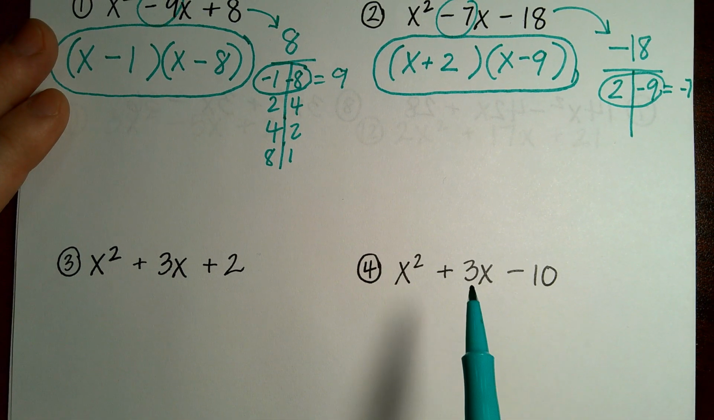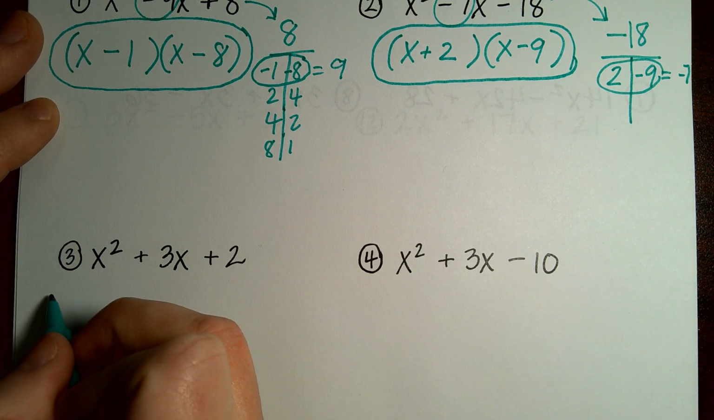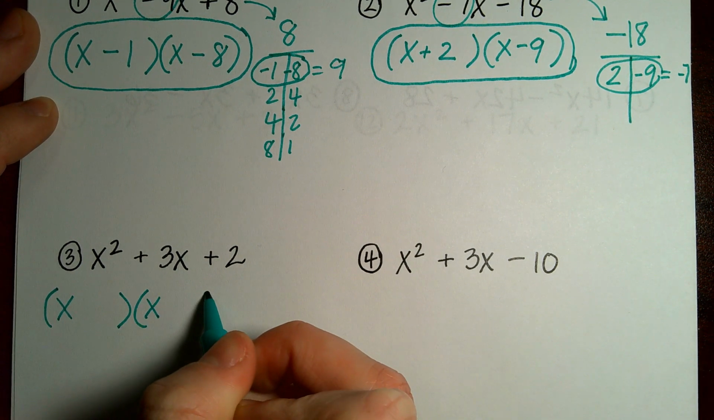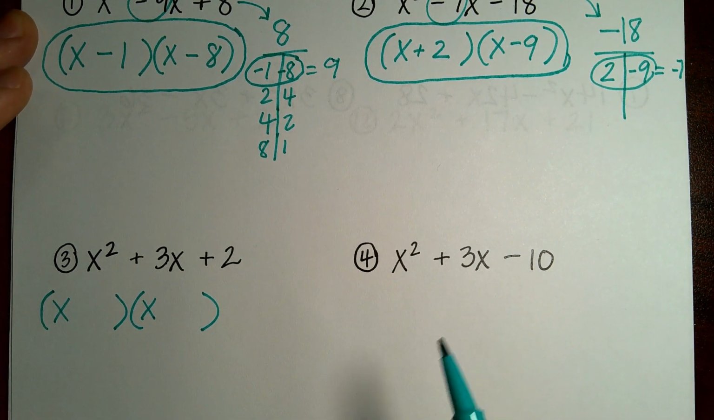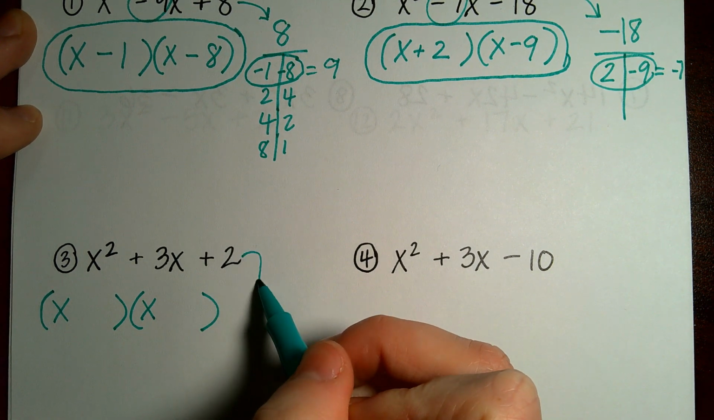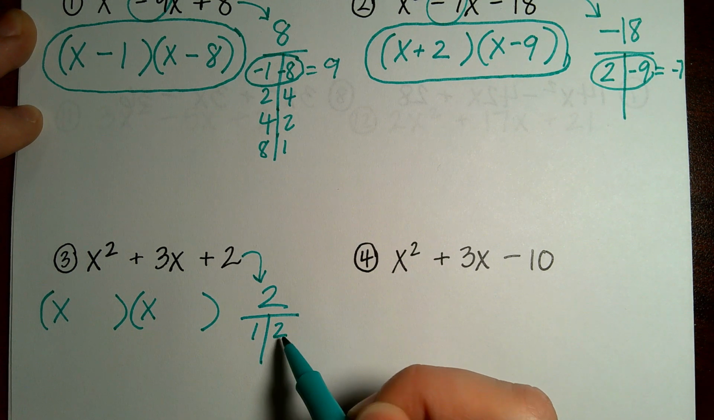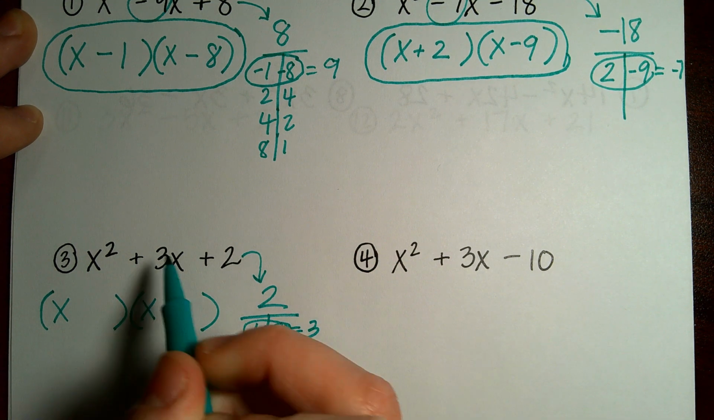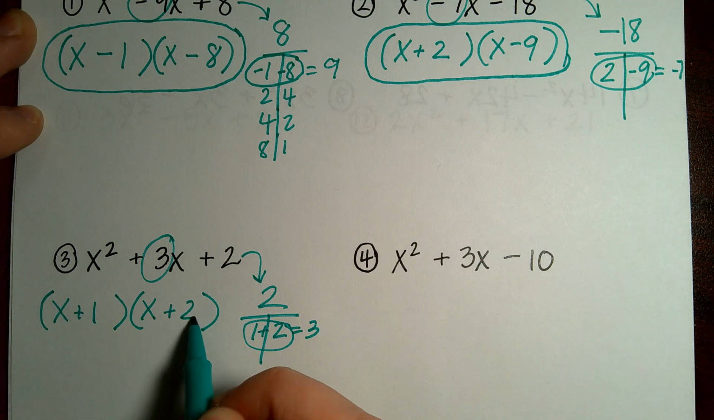Okay. So on number 3, we've got a similar type of expression. A is 1, so our x's go here in the first part of our parentheses. And what am I finding factors of? 2. I've only got one option. So it's going to be x plus 1, x plus 2. Exactly. 1 plus 2 is 3, and that's our b, so that's perfect. X plus 1, x plus 2.